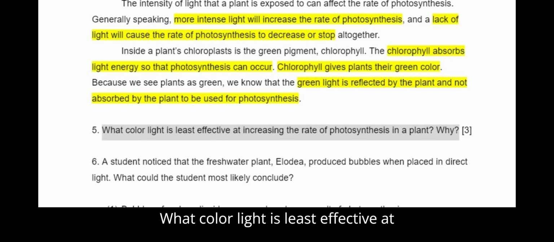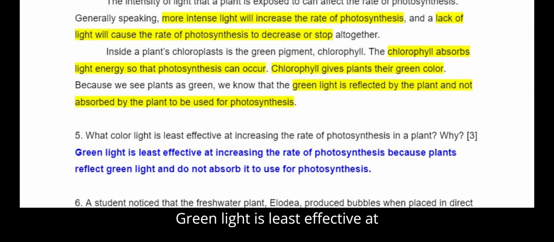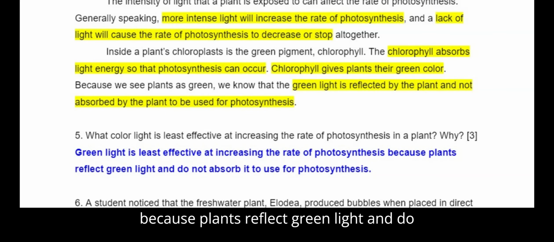Question 5. What color light is least effective at increasing the rate of photosynthesis in a plant, and why? Green light is least effective at increasing the rate of photosynthesis because plants reflect green light and do not absorb it to use for photosynthesis.